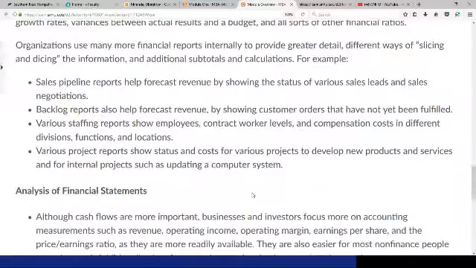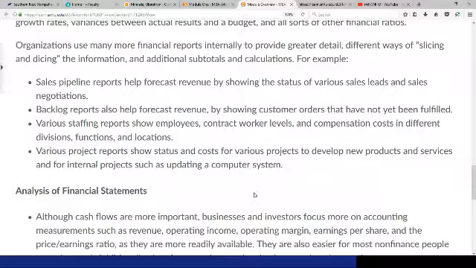Now, organizations use many more financial reports internally to provide greater detail, different ways of slicing and dicing the information, and additional subtotals and calculations. For example, sales pipeline reports help forecast revenue by showing the status of various sales leads and sales negotiations, right?